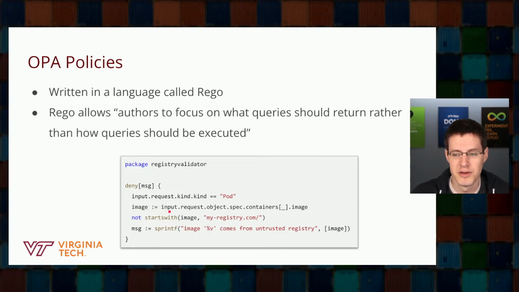Image, we're going to look at the request object, and the object now is going to be the actual pod spec, the pod document. Okay. So we're going to look at the spec containers. This is going to say, I want to basically iterate over all of the containers, because remember, containers is an array. I'm going to iterate over all the containers and extract the image out. Okay. If I have an image that doesn't start with myregistry.com, I'm going to create a message and say image whatever comes from untrusted registry. So what this example policy here is going to say, I'm only going to allow images that come from myregistry.com to run in my cluster.